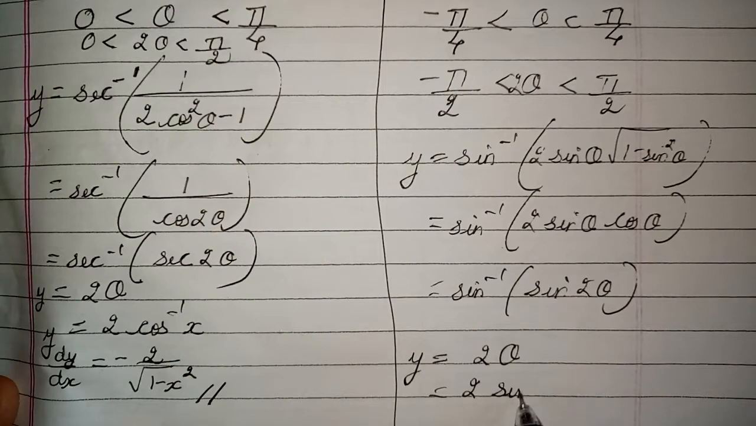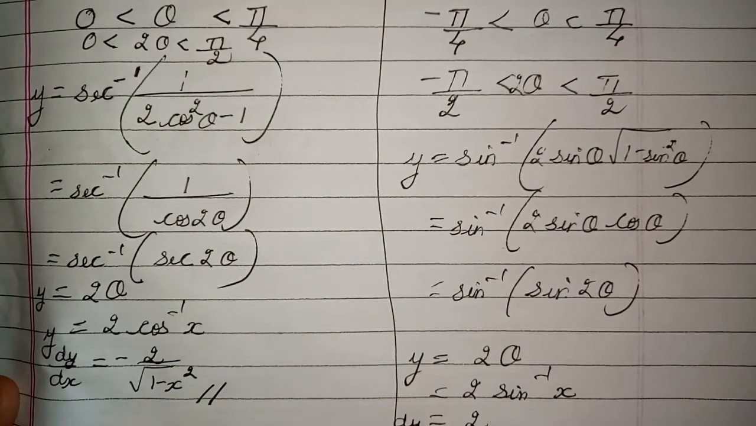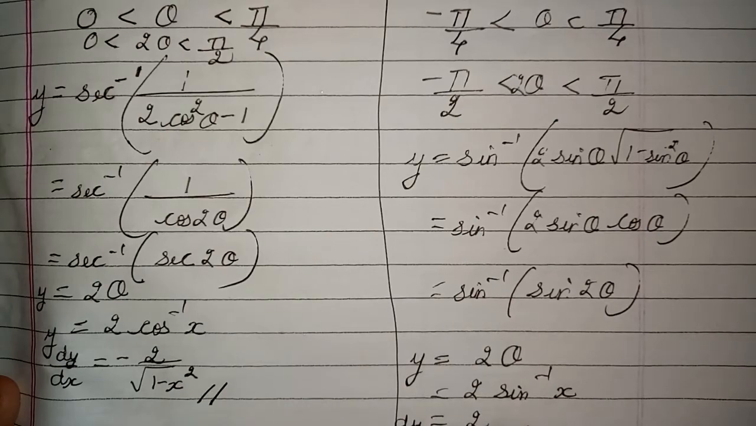So it is 2 times sine inverse of x. So its derivative will be 2 upon root of 1 minus x square.